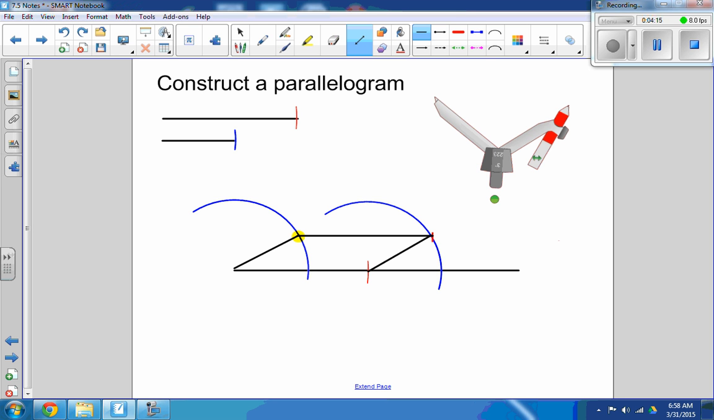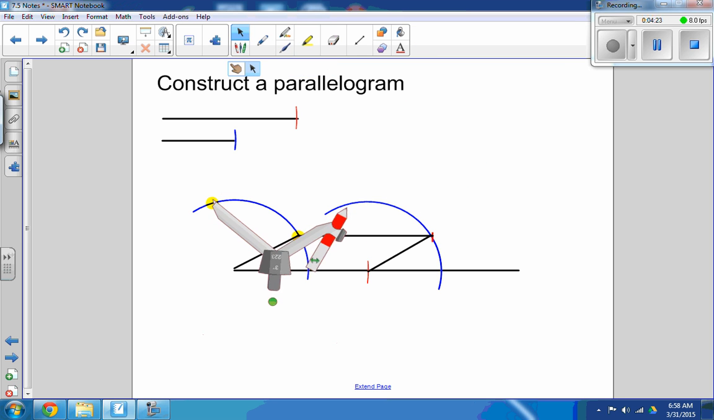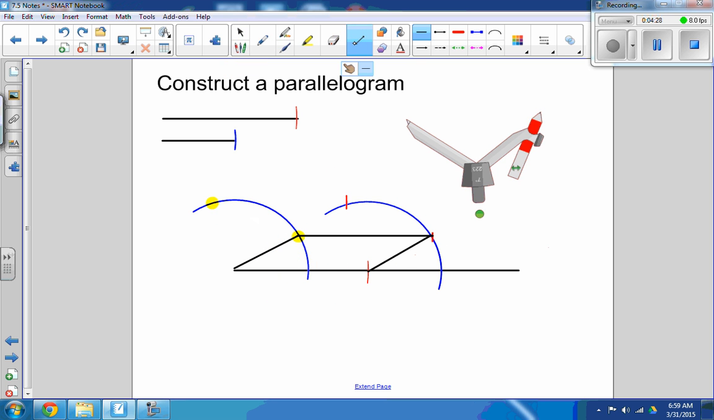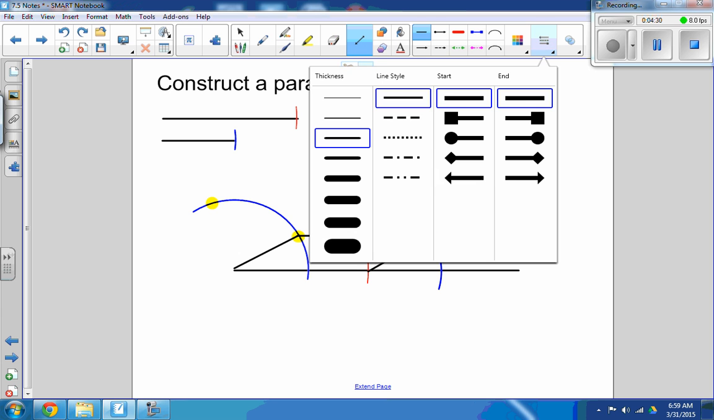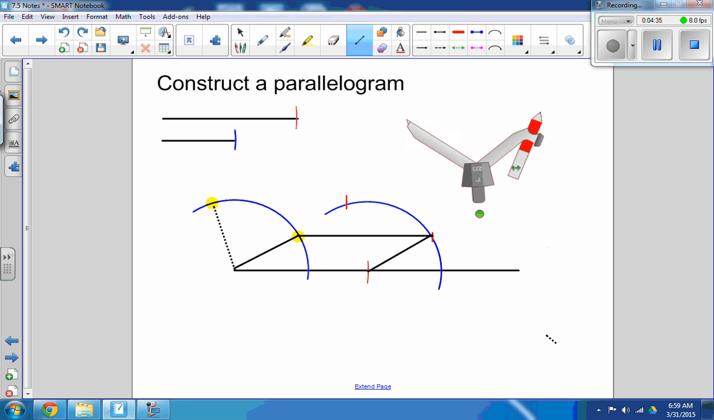Now, if I chose a different point, let's say I chose this point. Same thing. I now have another parallelogram. I'm going to do this in a dotted line, so it's a little bit different. You can see that's also a parallelogram. They have the same side lengths, but they are not congruent because their angles are not the same. And there we go.